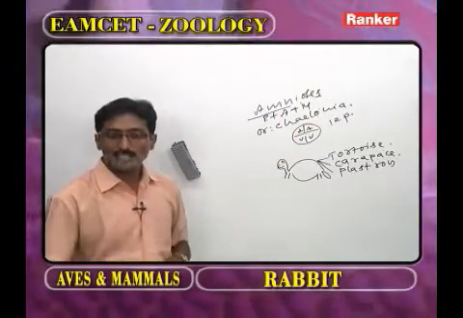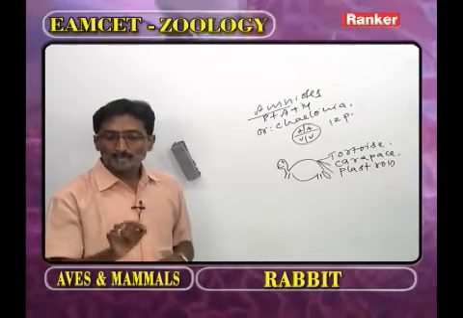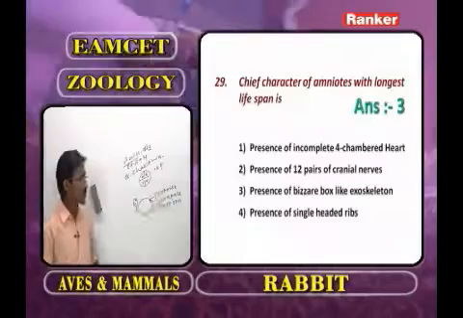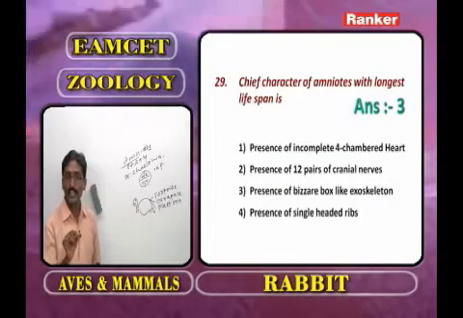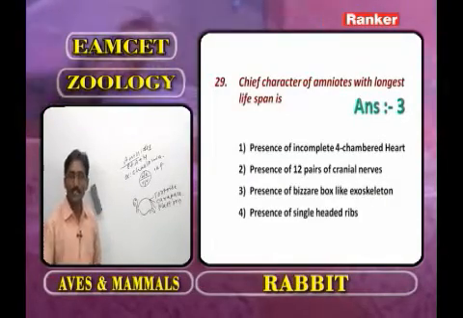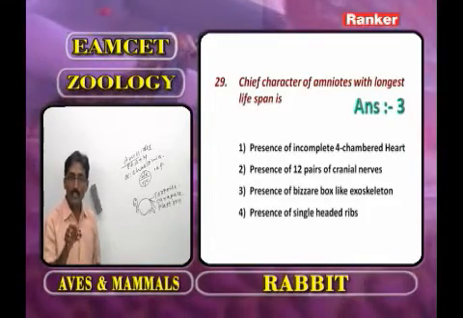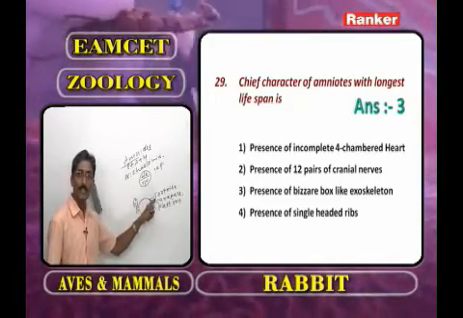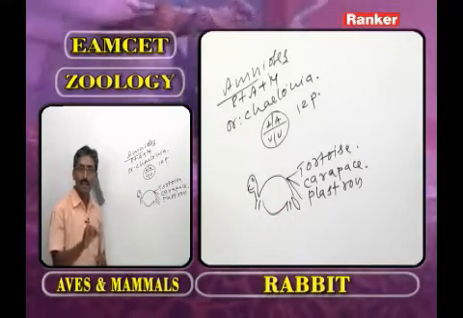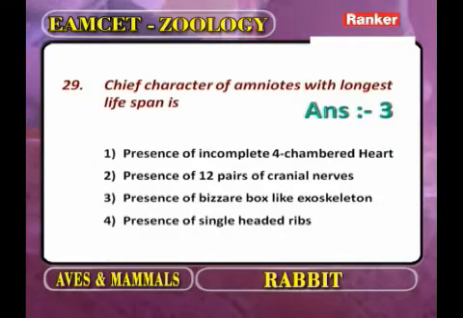Now the first statement is correct. The second statement is correct. And the third one, presence of a box-like exoskeleton, is nothing but the tortoise. And the fourth one, presence of single-headed rib. All 4 options are correct. But here what they are asking, among these 4 options, what is very important, that is the chief character, that is the presence of the tortoise box or box-like exoskeleton. Now, out of 4 options, the nearest option is the third one.